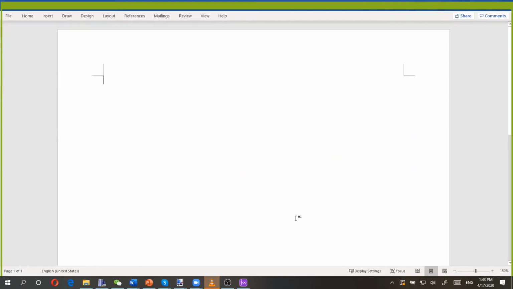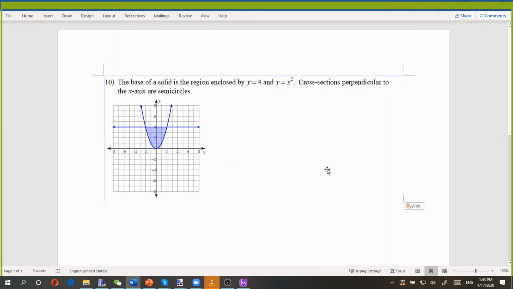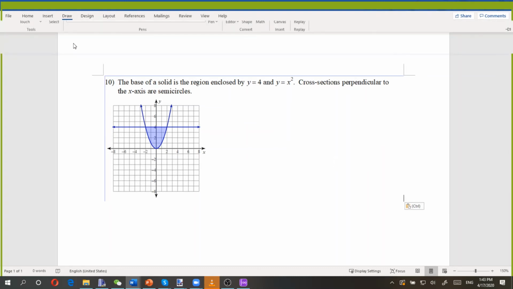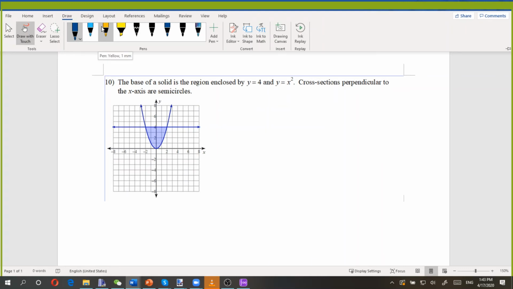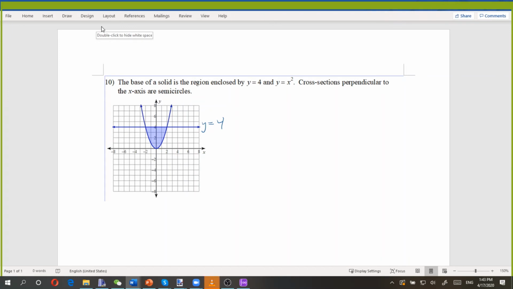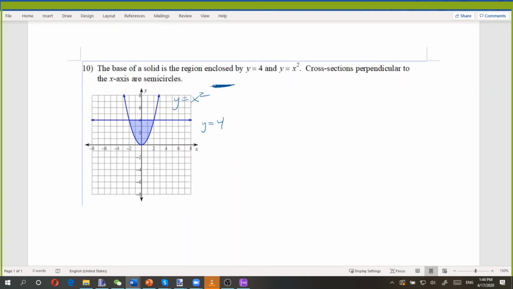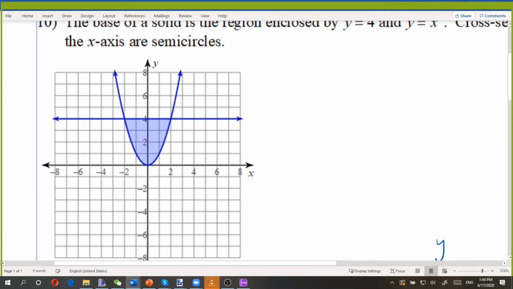Alright, so probably last one for today. The base of our solid is enclosed by y equals 4 and y equals x squared. So here I've got two lines in blue: the line y equals 4 and the function y equals x squared. What this is telling me is the area that we want is enclosed by these two functions. So the area between y equals 4 and y equals x squared is the area we want, here shaded in blue. This area between them is the bottom of our shape.